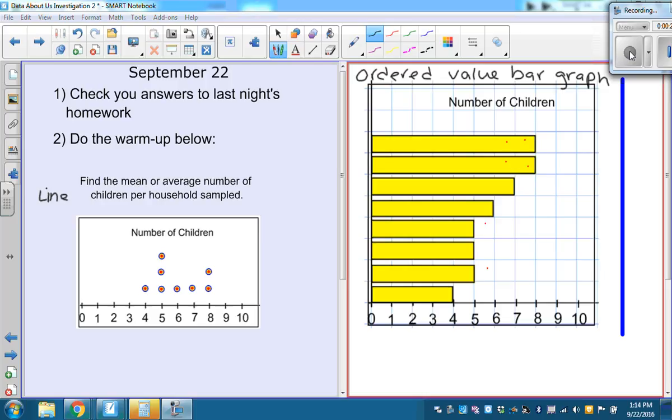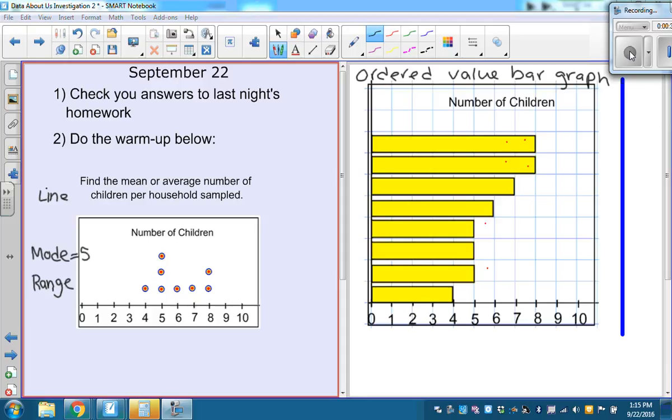Okay? The line plot is great for the mode. So Paige, what's the mode? 5 children. It's really nice for the range. Jack, how do I find the range? You're gonna subtract the highest number minus the lowest number. Good job. 8 minus 4 is 4. Good. And it's pretty good for the median, but we have to do a little more work.